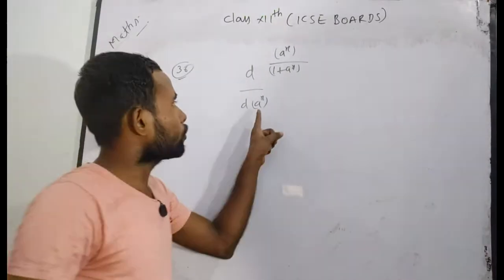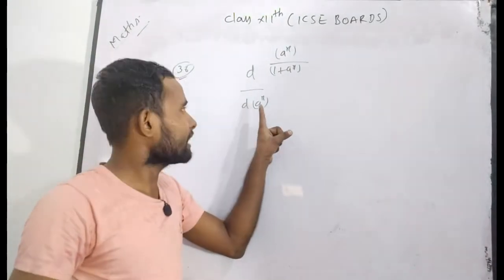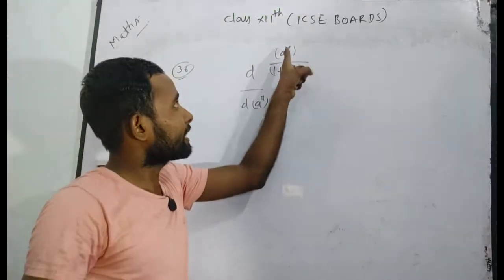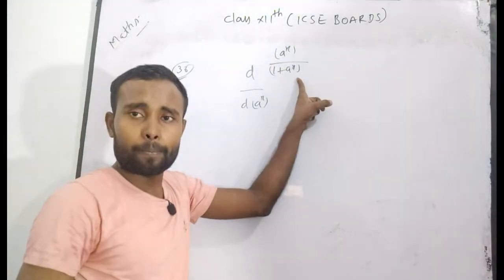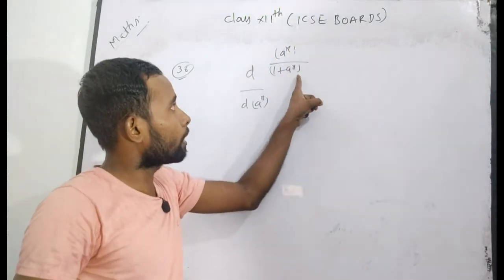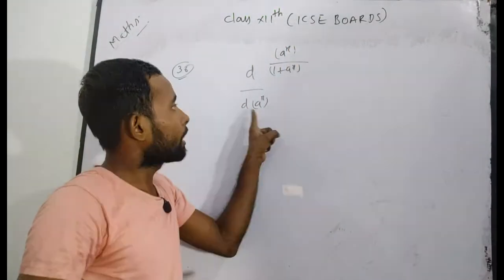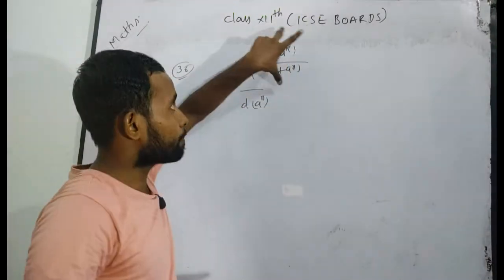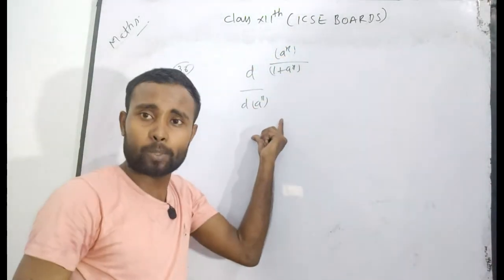Suppose a to the power x is equal to p. In that case, it will be p divided by 1 upon p, that is, p divided by 1 plus p, and p by 1 plus p can be differentiated with respect to p.